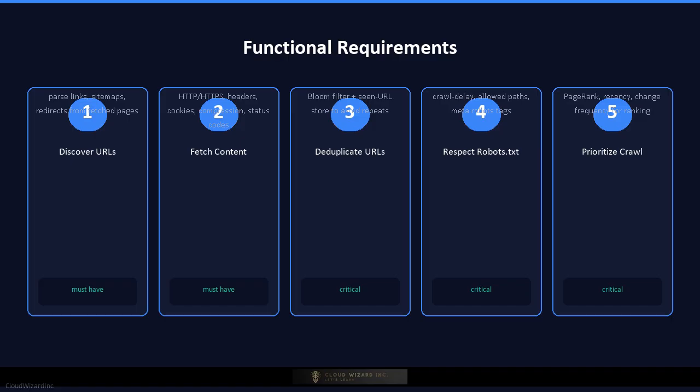Fourth, it must parse and respect robots.txt rules and meta tags to stay polite and avoid restricted paths. Fifth, it must prioritize the crawl using signals like PageRank, recency, and change frequency so high-value pages are crawled more often. Sixth, it must extract and store content and metadata for downstream indexing, analytics, and ranking. Seventh, it must support recrawling and freshness policies so stale pages are updated without wasting resources on unchanged pages.